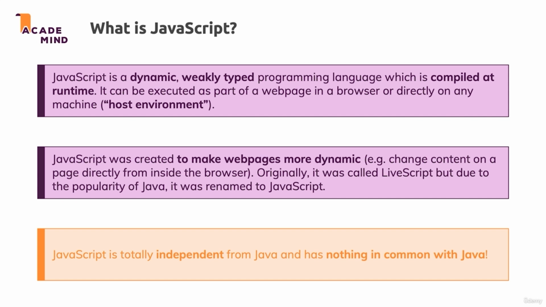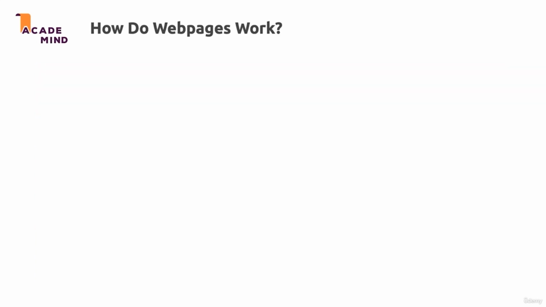Are these definitions really clear? Do you now know what JavaScript is? Does dynamic, weakly typed, compiled at runtime make web pages more dynamic? Does this tell you something? Well, let's take a step back maybe. How do web pages work?